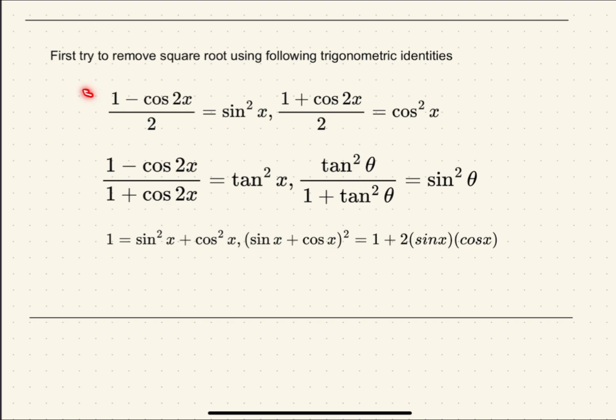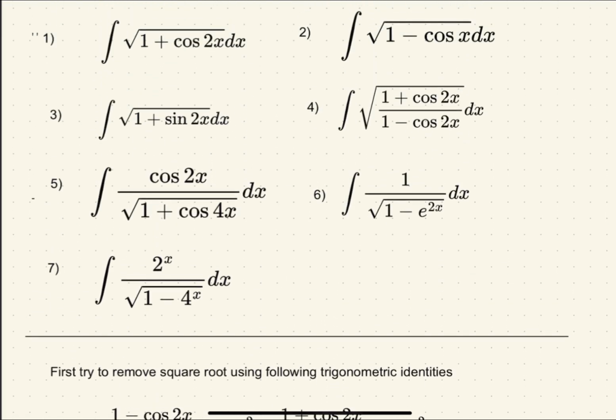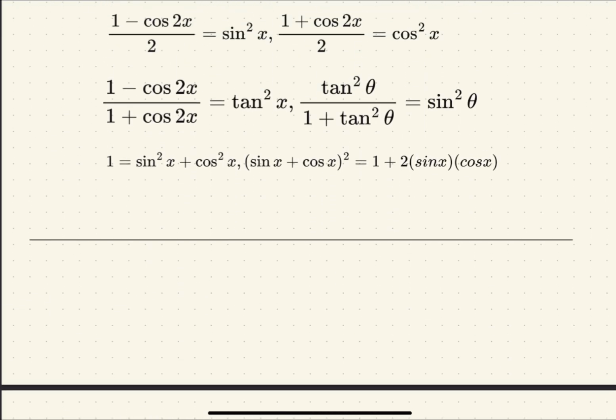These are the 6: 1, 2, 3, 4, 5, and 6. These are mostly used for these questions where a square root is already given. Okay, let's do the first question, and we will use one of these identities.